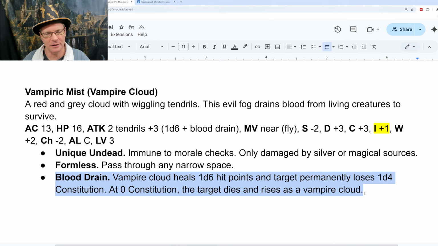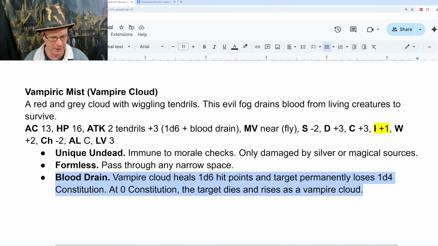Vampire Cloud heals 1d6 hit points and target permanently loses 1d4 constitution. You'll notice that there's no DC. I decided that I was not going to include a DC for this, mostly because of how I had seen other things structured.